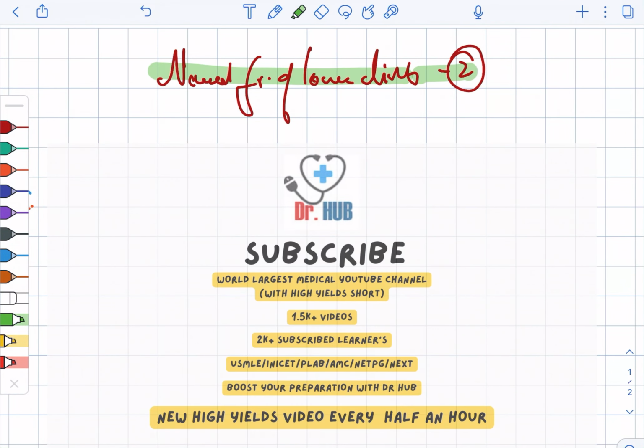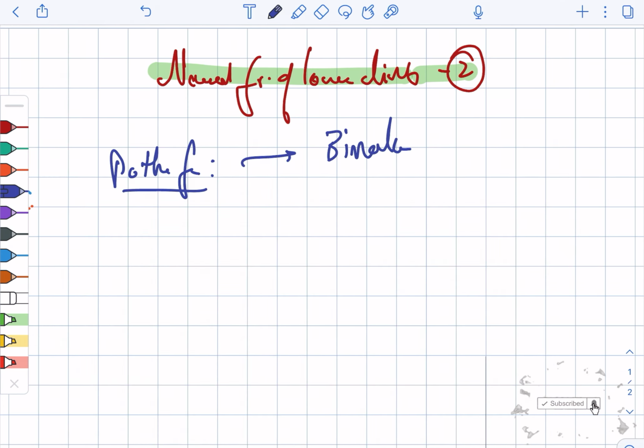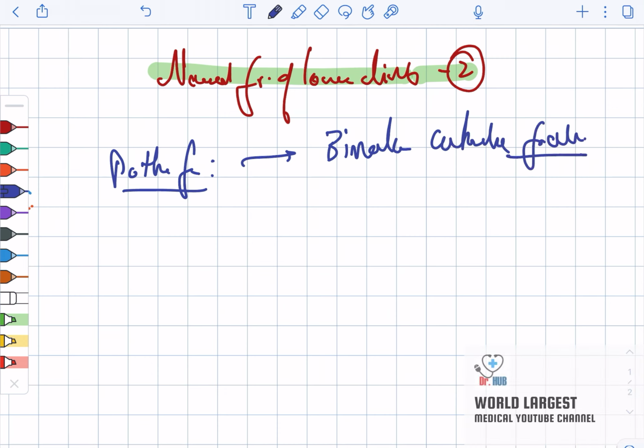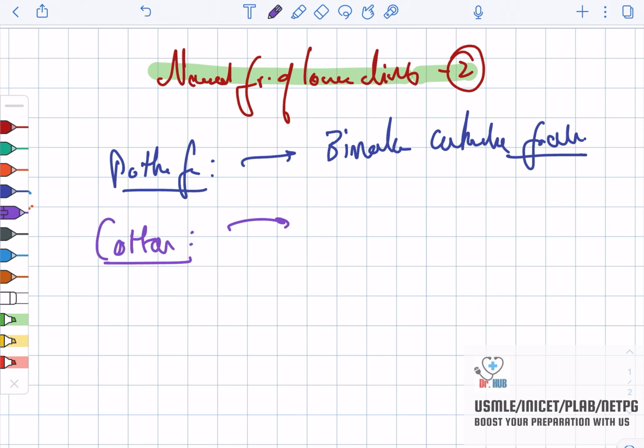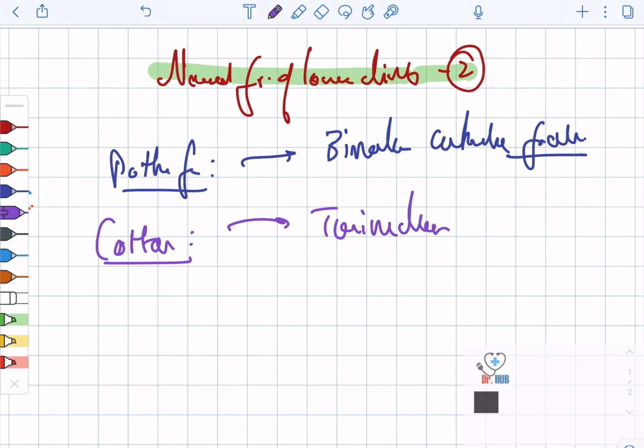Name fracture of the lower limb. Now continuing with part 2, looking at Pott's fracture. Pott's fracture is nothing but the bimalleolar ankle fracture. Then looking at Cotton's fracture. Cotton's fracture involves the trimalleolar ankle fracture.